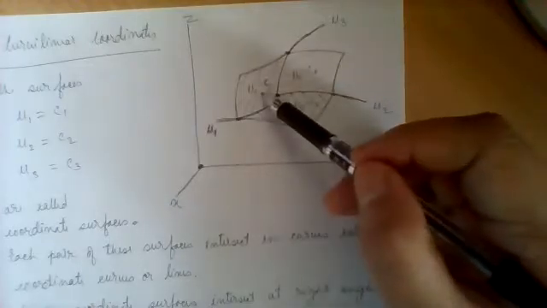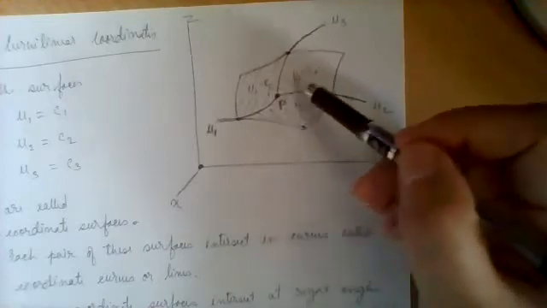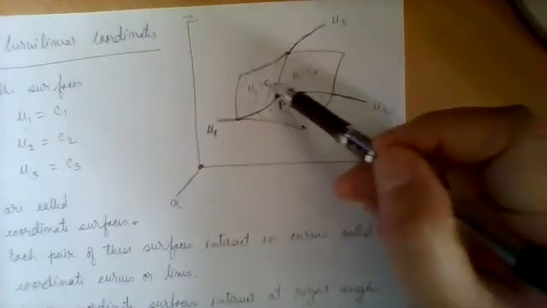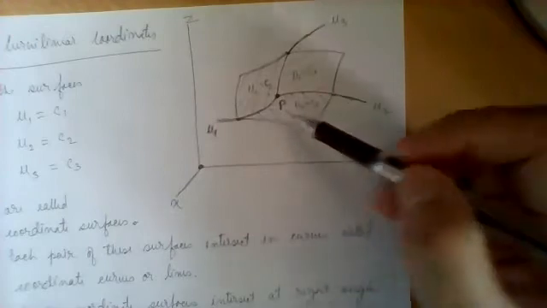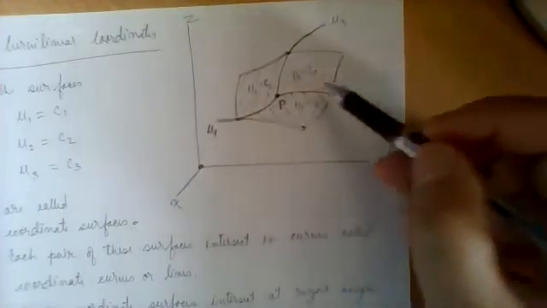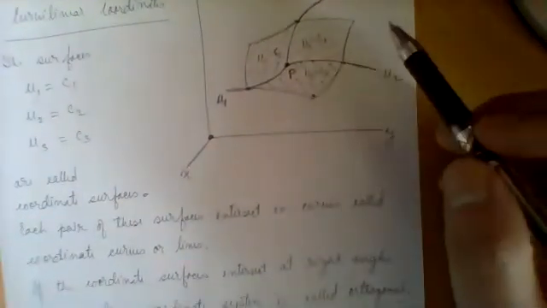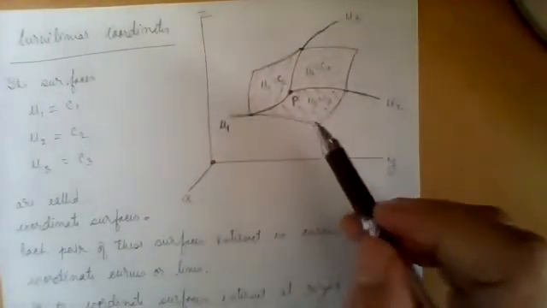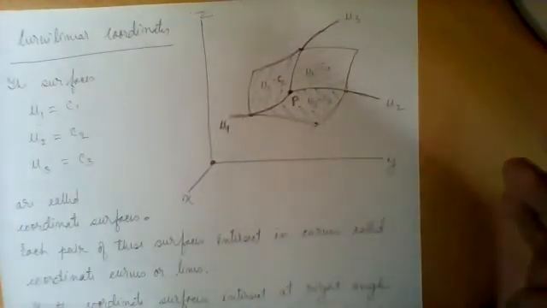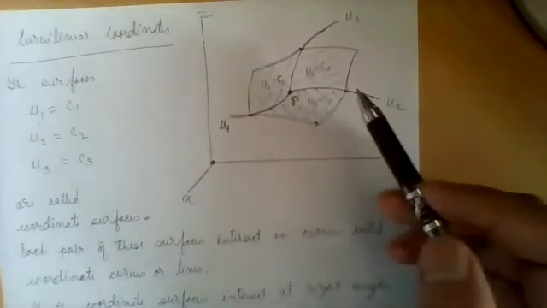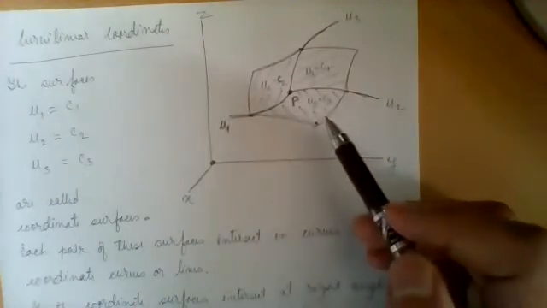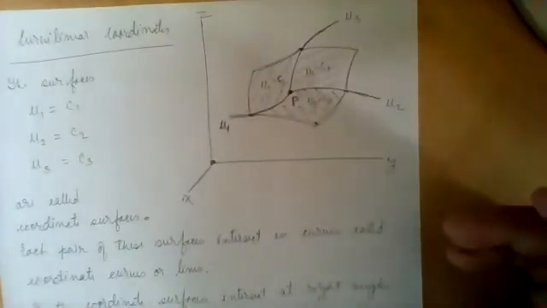If the u1 equal to c1 surface and the u2 equal to c2 surface intersect at right angles, and the u2 equal to constant surface and the u3 equal to constant surface are perpendicular, and likewise u1 and u3, then it is an orthogonal coordinate system. The u1, u2, u3 curves can still be curves, even though the surfaces intersect at right angles. The u1 curve need not be a straight line. The u2 curve need not be a straight line. The u3 curve need not be a straight line.